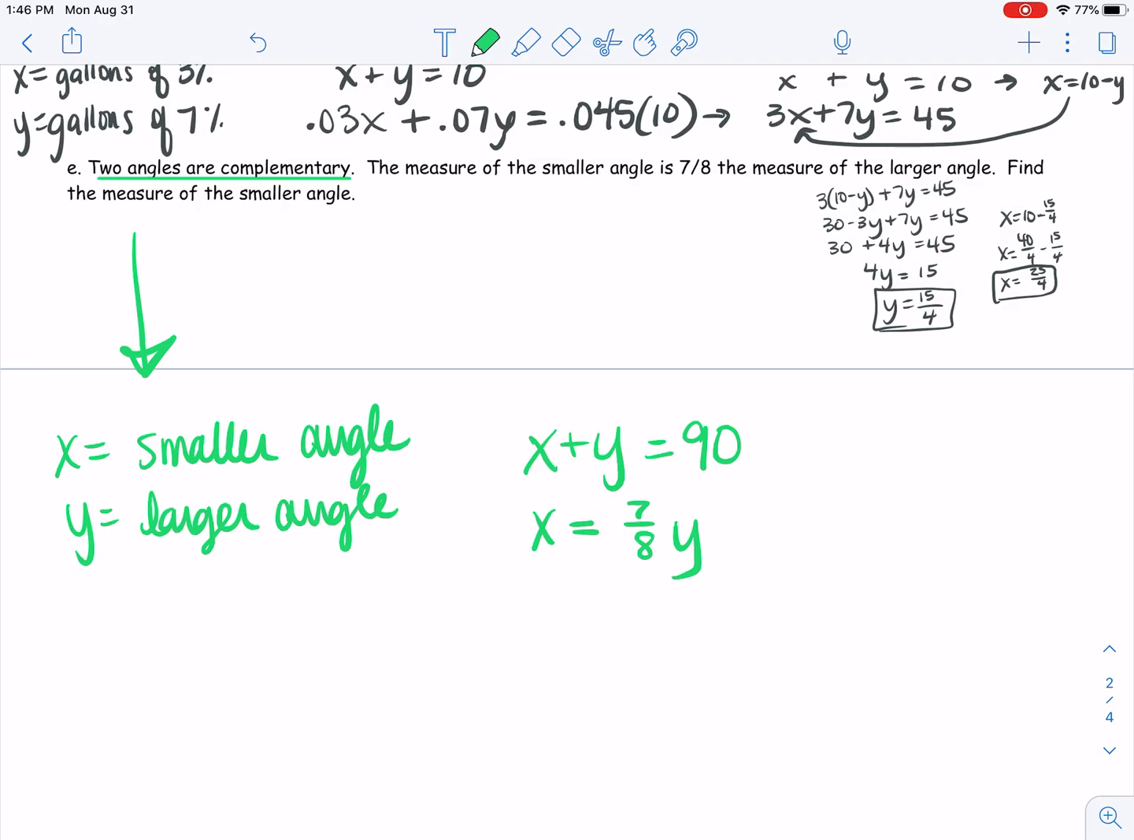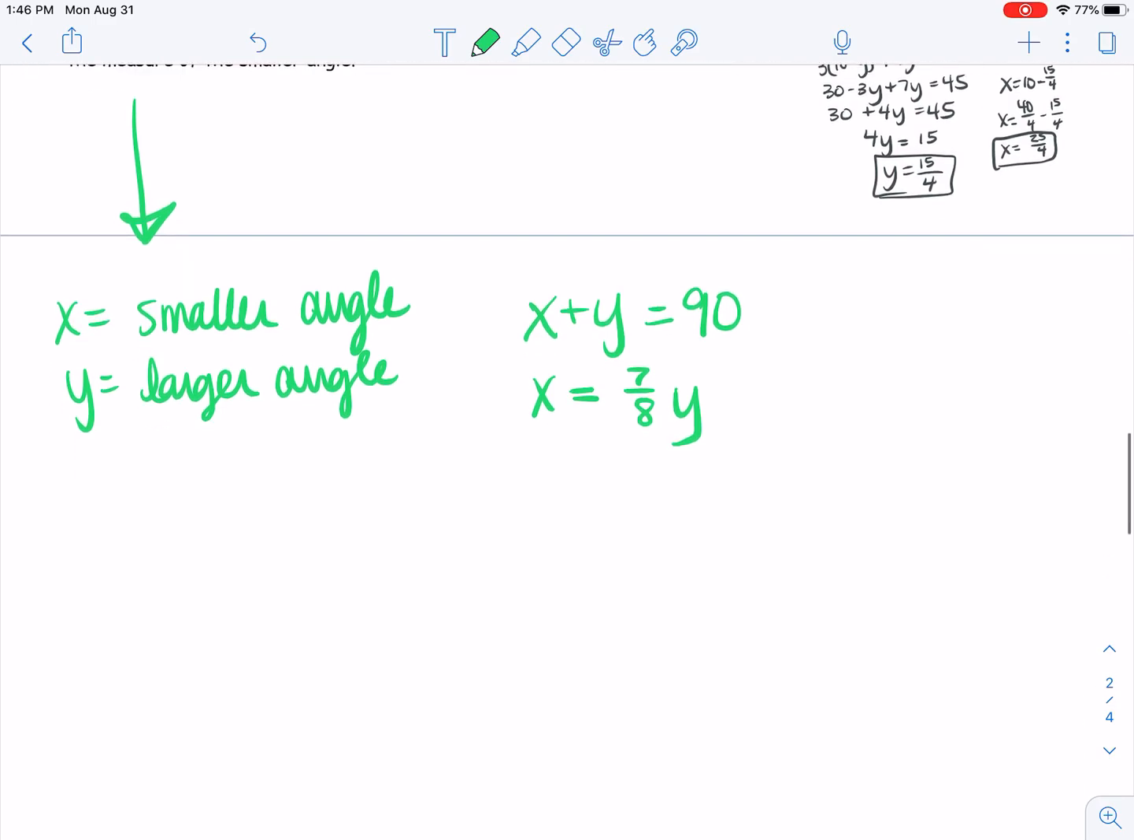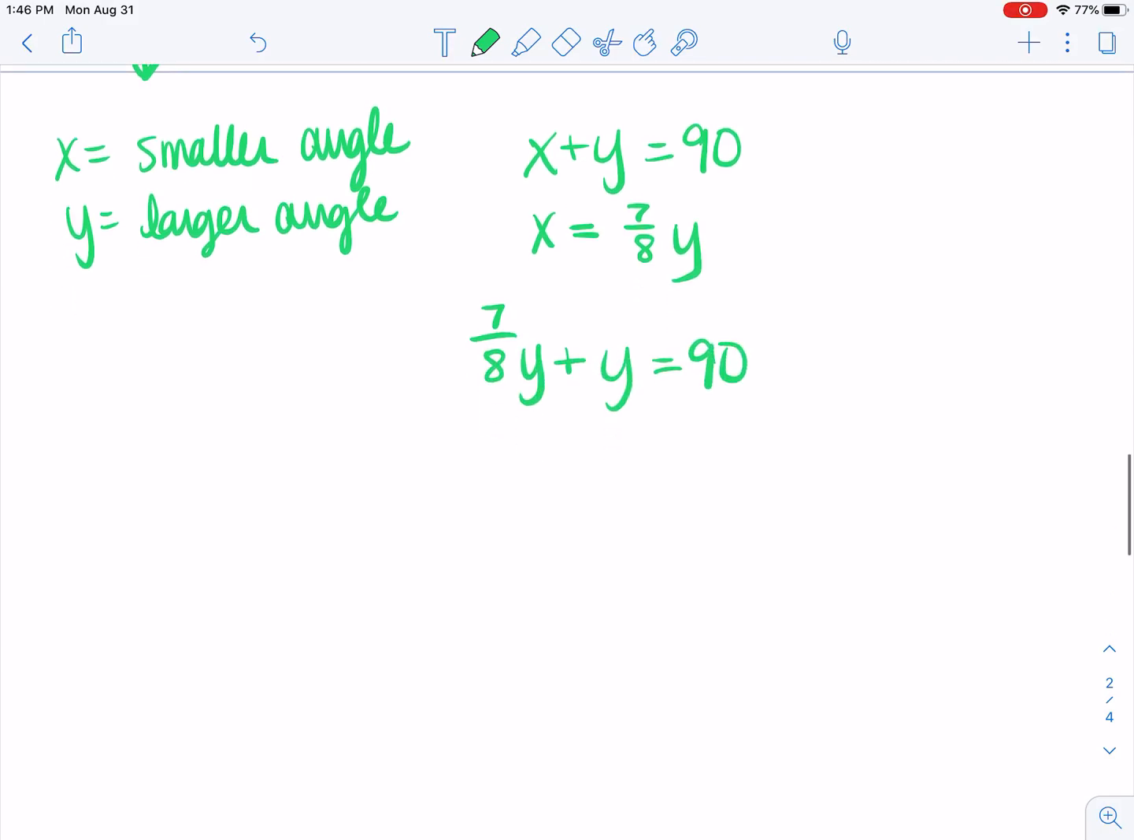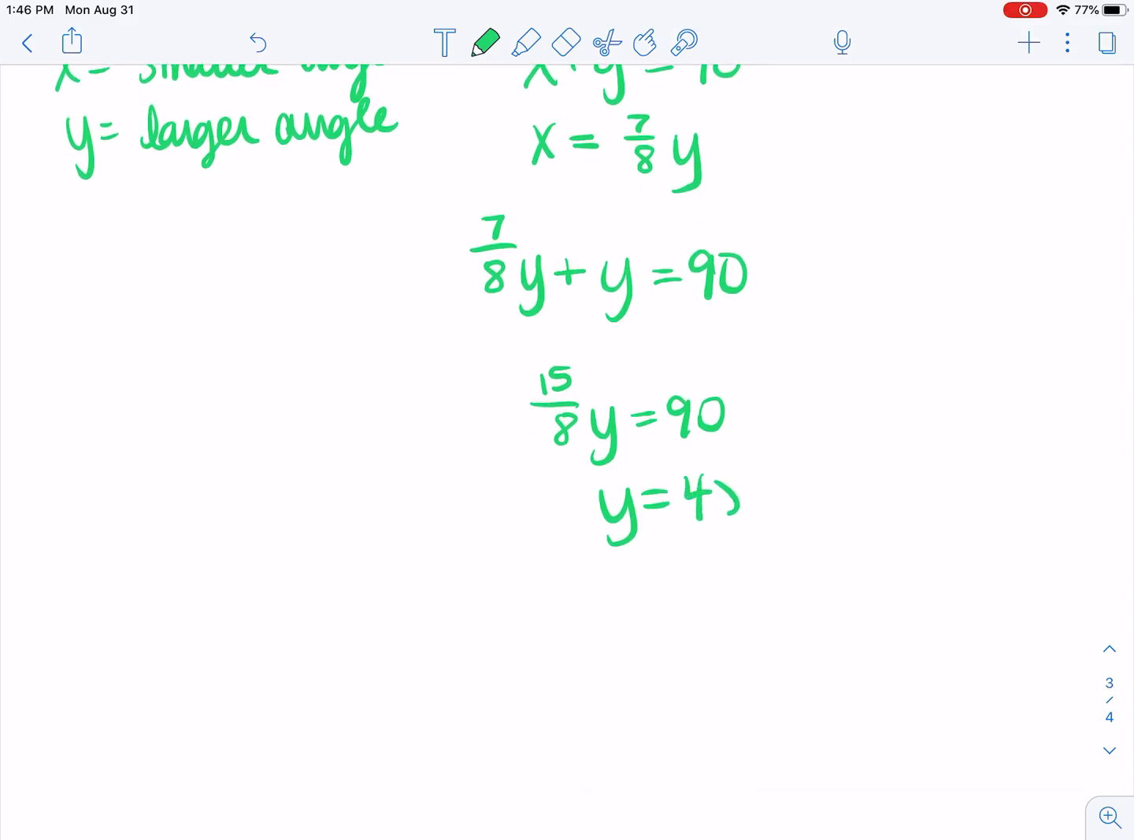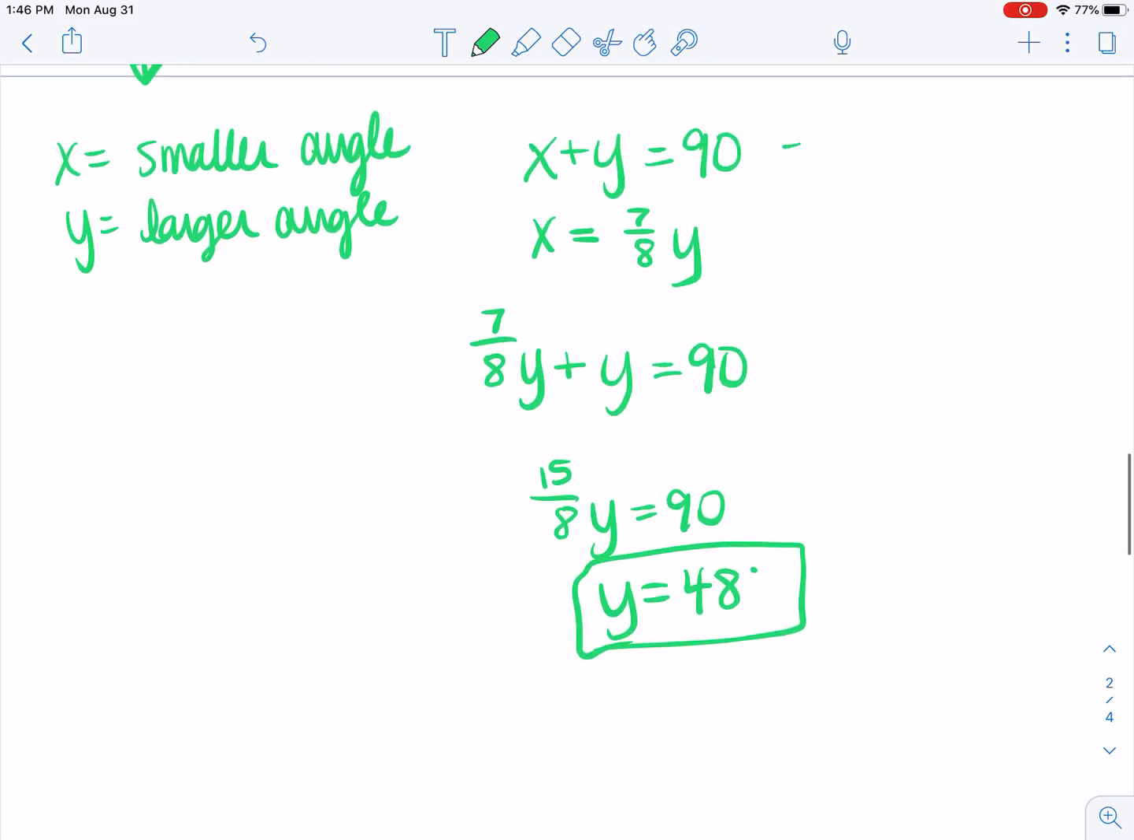So that means they're being multiplied. So this is a really easy substitution. It would be 7/8 y plus y equals 90. So that would be 15/8 y equals 90. So that means y is going to be 48 degrees. So if y is 48, then I can come up here and say that x is going to have to be 42 degrees. And that is correct because 42 plus 48 does equal 90. Okay. And that's it.